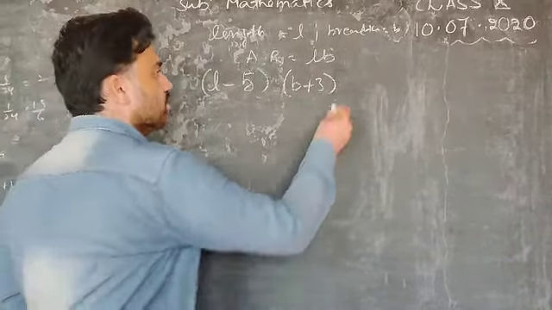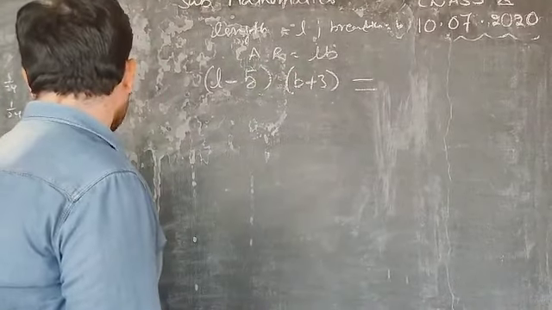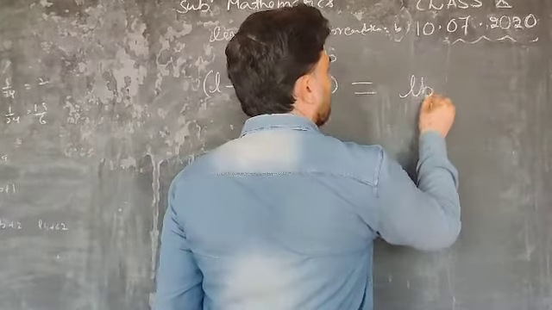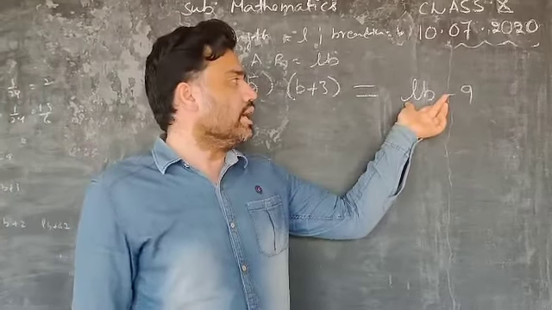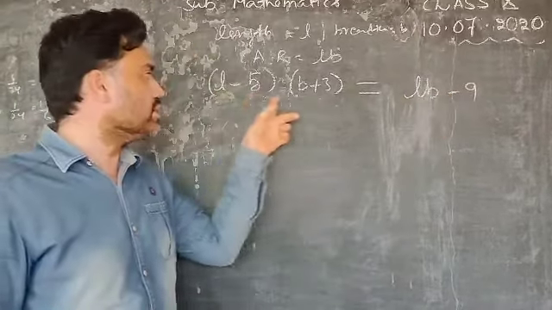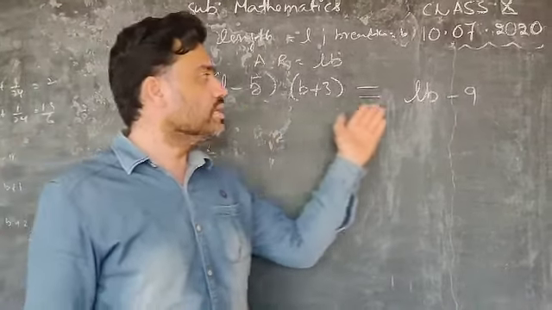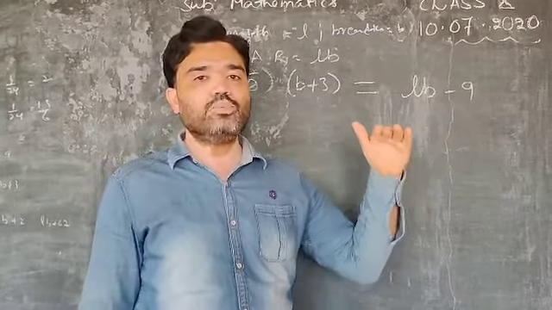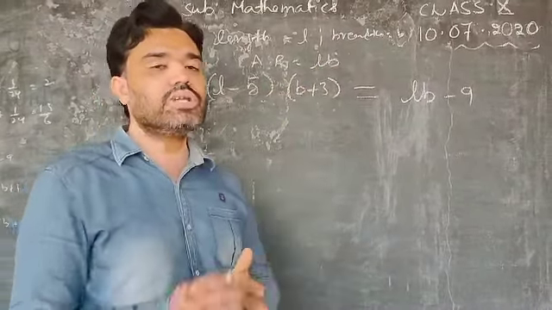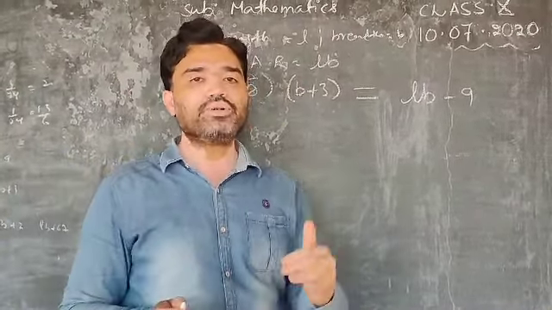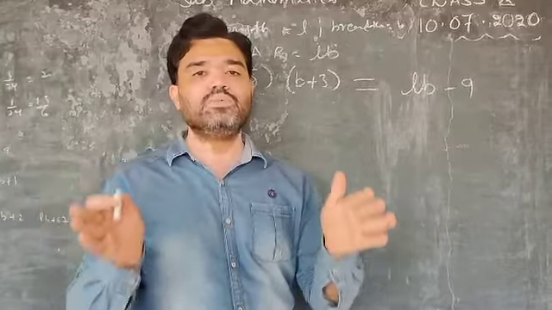The area of the new rectangle, when compared with the original area of the rectangle, is reduced by 9 square units. The original area of the rectangle is LB. The area of the new rectangle is 9 square units less compared to the original area of the rectangle. Compared to LB, it is 9 square units less, which means if you subtract that from the original area, then both of them become equal.